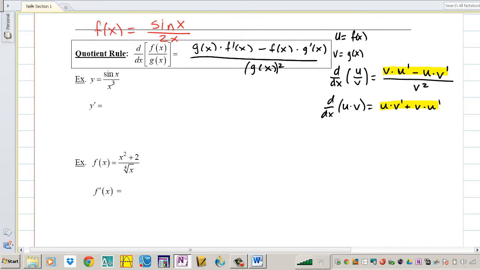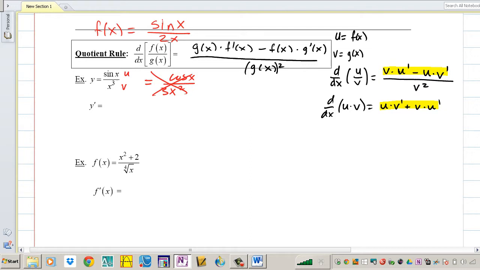So let's go ahead and use the quotient rule. So this is my u, this is my v. y is equal to sine x over x cubed. This does not equal cosine x over 3x squared. No. Okay? So I want you guys to remove that misconception already from your head.